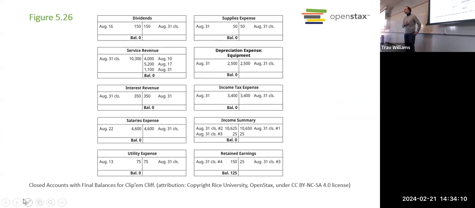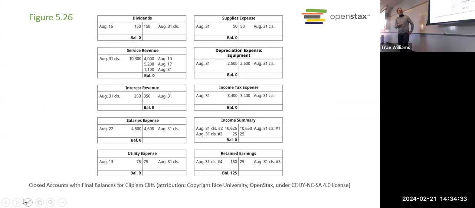Okay, now we've closed out all those temporary accounts, so our ledger is a lot simpler. Oh, these are the ones that got closed out, I guess. Sorry about that. I guess what we're supposed to see here is that these are all zeroed out, with one exception. Which account has a balance?